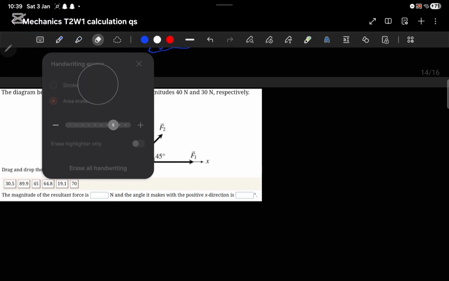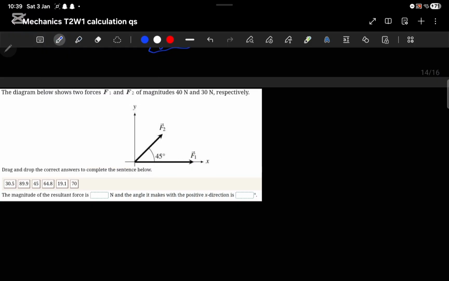Let me just change this back to 3. F1 is fully along x. I don't need to know anything about it. F1 is 40 newtons along x. That's all I care about. F2, however, has components, right? So I'm going to split it up. F2y and F2x. Okay, now, what do I do here?